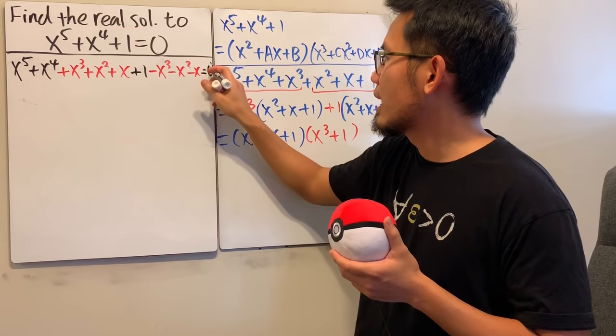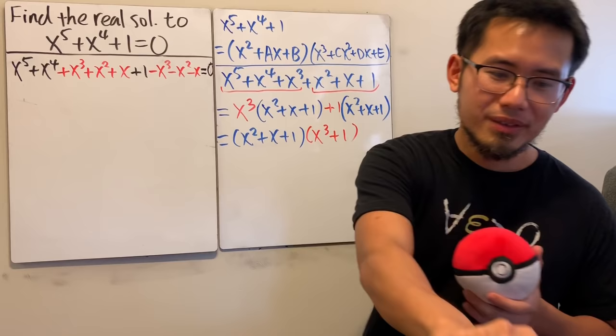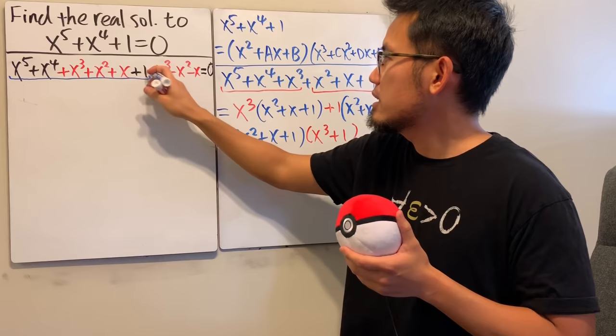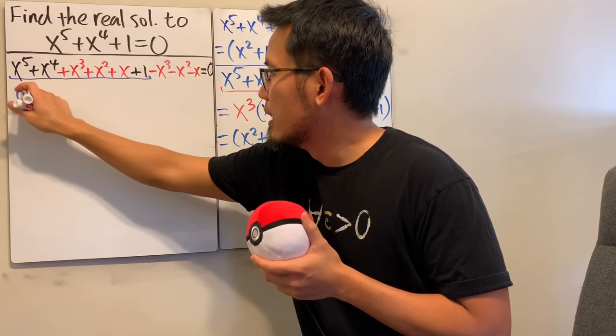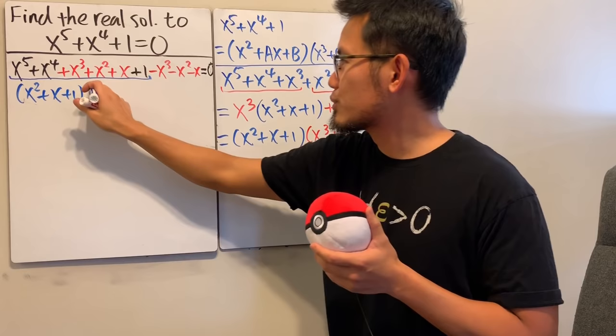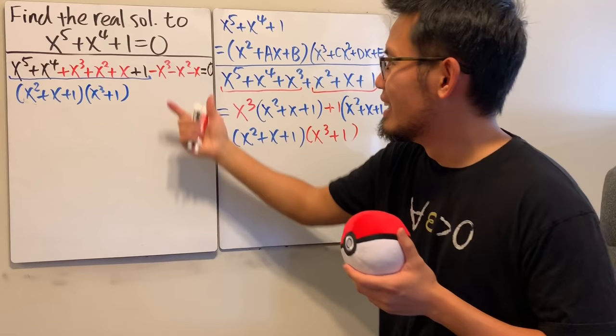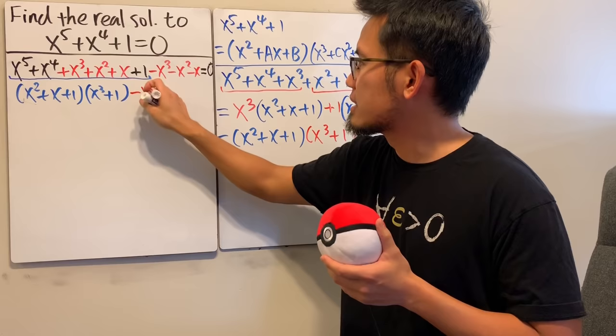All right, pretty good. Well, I can make it better. You see, everybody here, it's exactly what we have here. And we can just factor it out right away. Namely, we have x squared plus x plus 1 times x to the third power plus 1, like this. And then, these guys, we can factor out a negative x, isn't it? Yes.